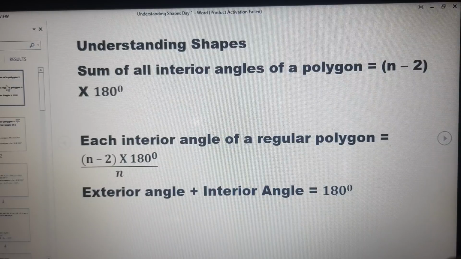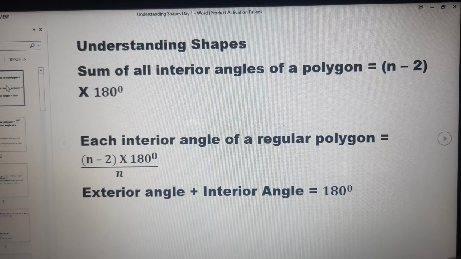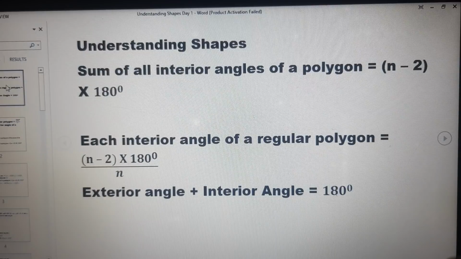Good morning, children. Today we are going to continue with the same chapter, Understanding Shapes. Let us revise all the formulae which you have studied in your previous class.